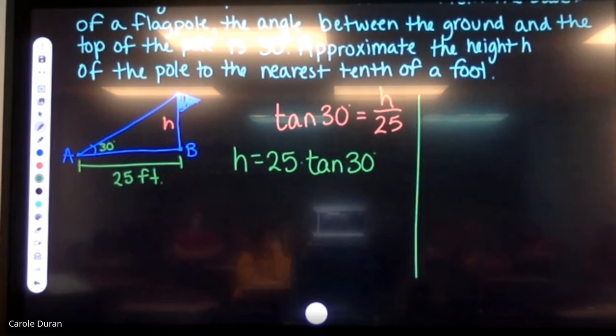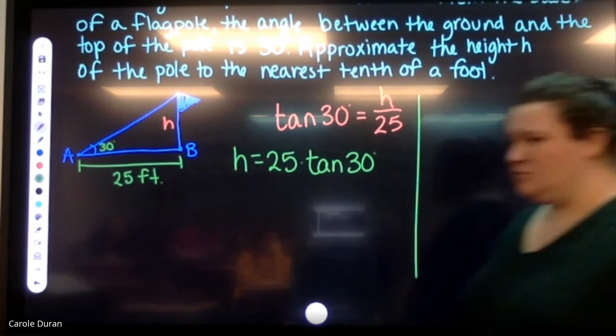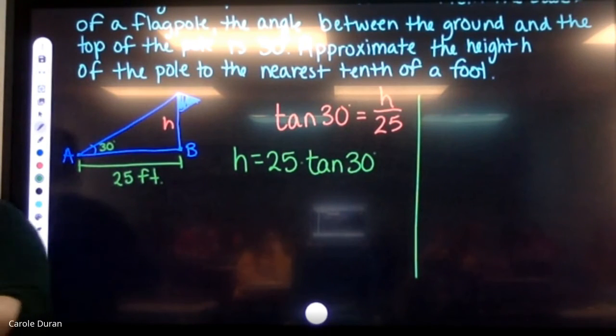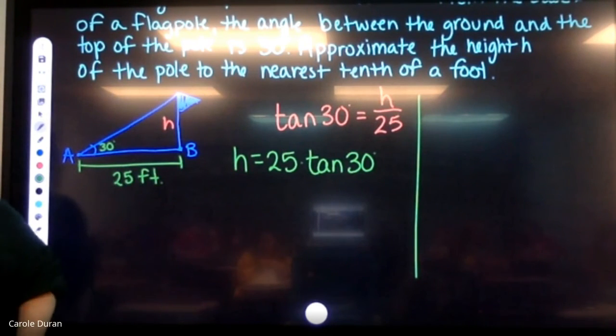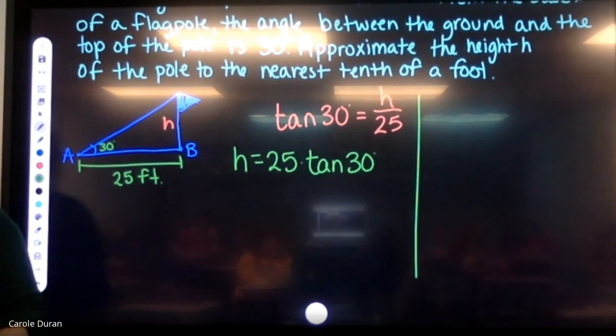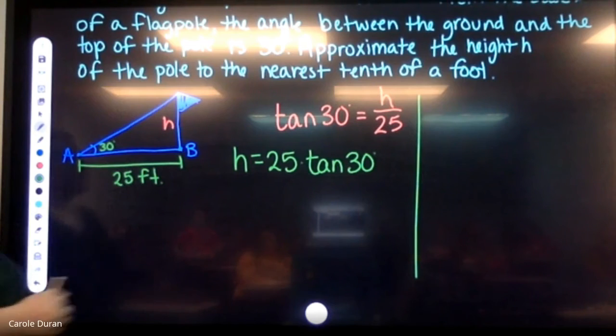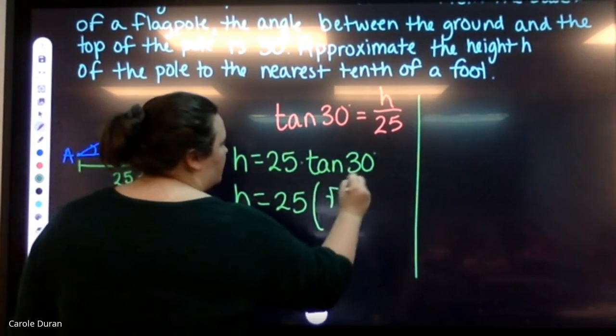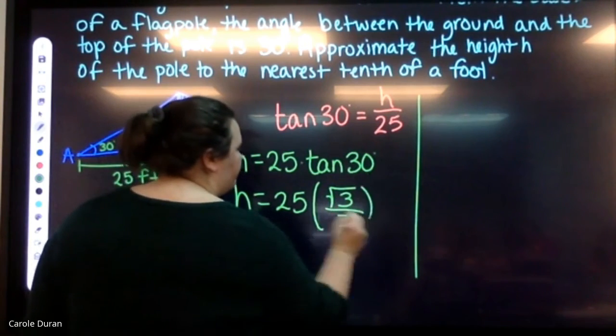So what is it? Is it just the square root of 3? Square root of 3 over 3, right? Everybody see that? Tangent of 30 degrees should be square root of 3 over 3. Yeah, see, we already did all the work for that. So then this height becomes 25 times the square root of 3 over 3.